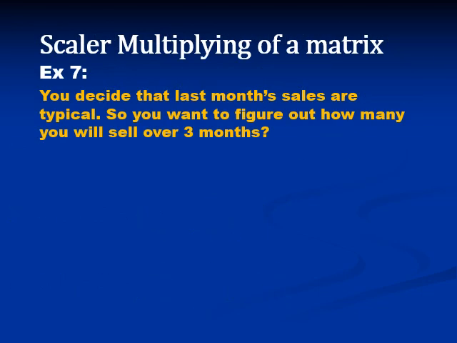All right, let's look at example 7. Going back to the t-shirt example, you decided that last month's sales were typical, so you want to figure out how many t-shirts you will sell over the next 3 months. However many I sold last month, I'm going to use that as a prediction for how much I'm going to sell over the next 3 months. So how many t-shirts of which type would I end up selling?